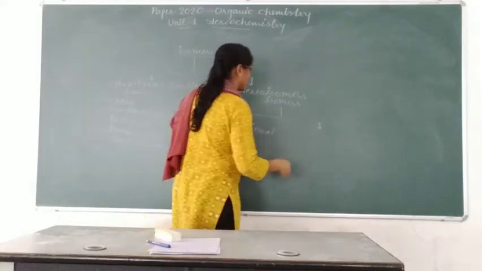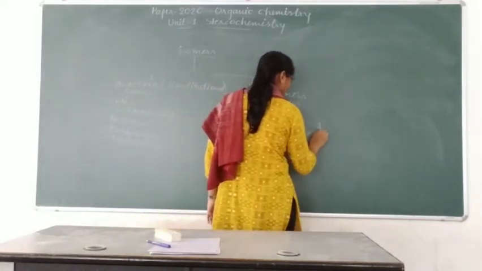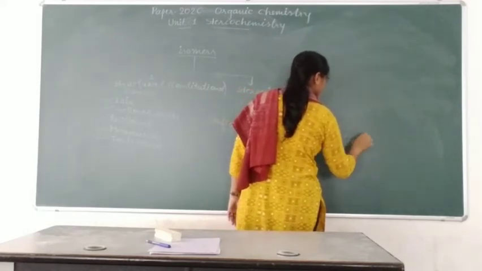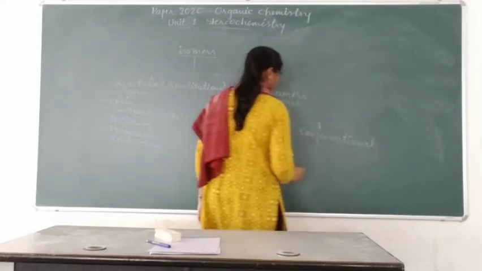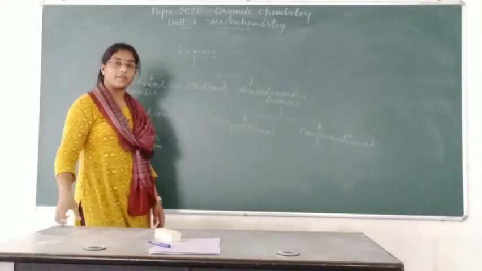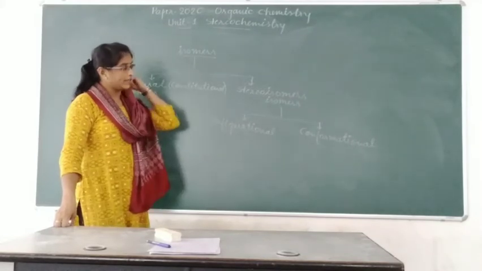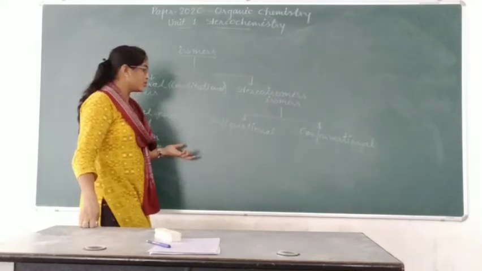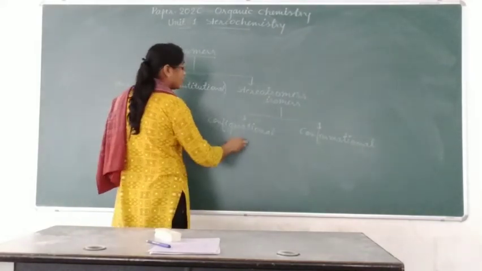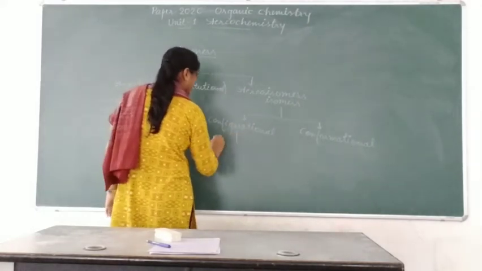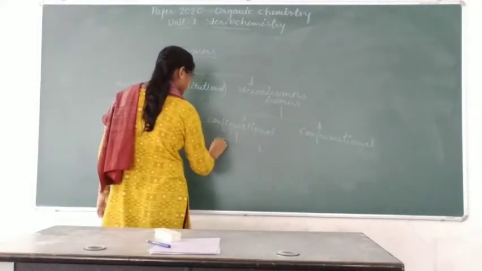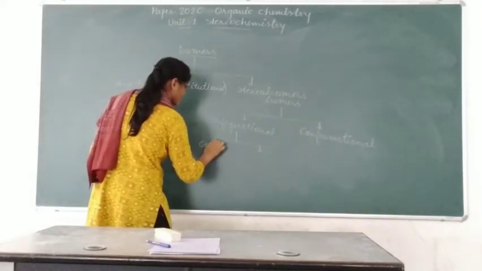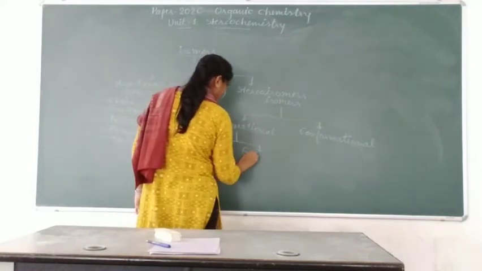Configurational isomerism or isomers, and conformational. So you have already studied all these configurational and conformational isomers, but I am describing the types of them here so you will get an idea. Configurational isomerism is mainly of two types: optical isomerism or optical isomers, and geometrical isomers.